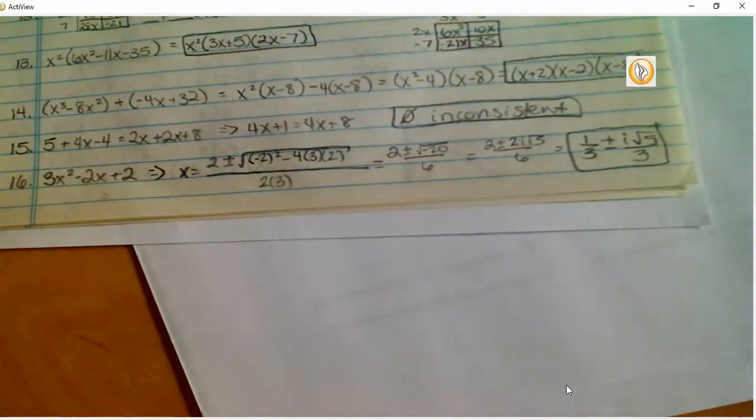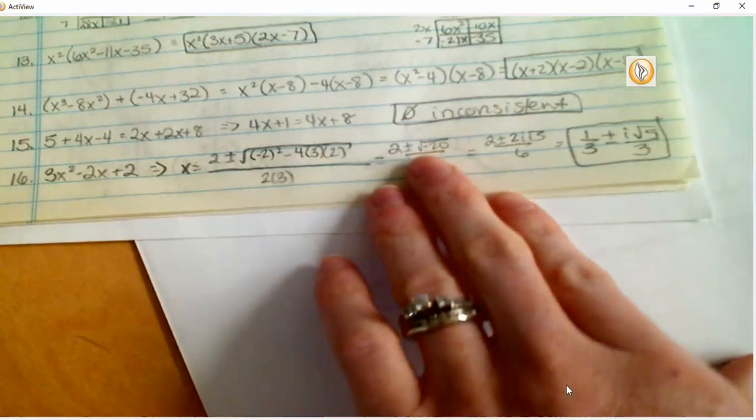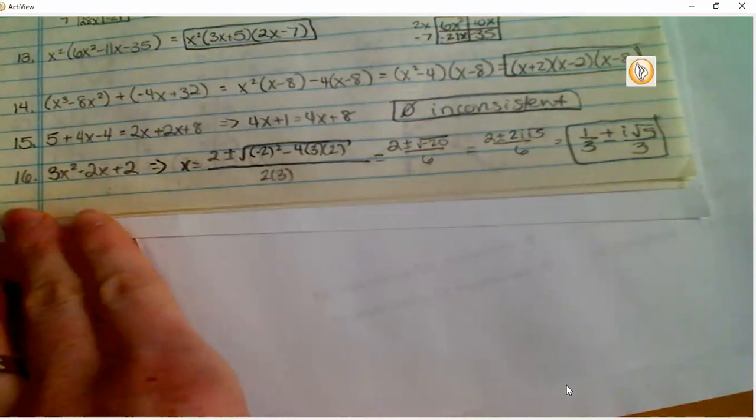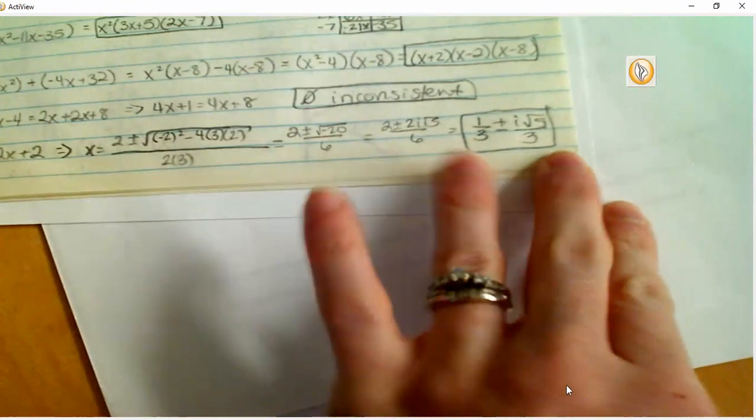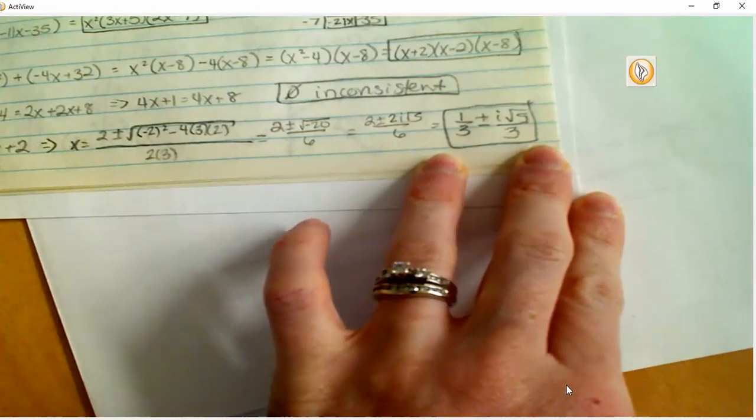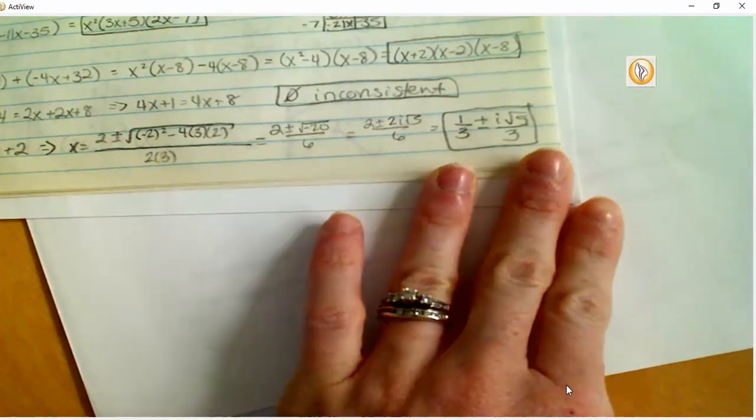Alright, we went over 1 through 14 yesterday, so we're going to check 15 through 27 real quick, and then I will work out anything that you need me to. So 15 is no solution. We call that an inconsistent system. 16, it reduces to 1/3 plus or minus i radical 5 over 3. You might have had just one big fraction, 1 plus or minus i radical 5 all over 3.